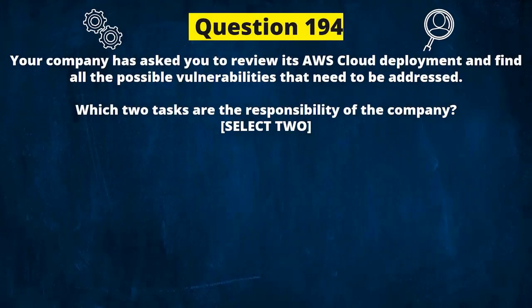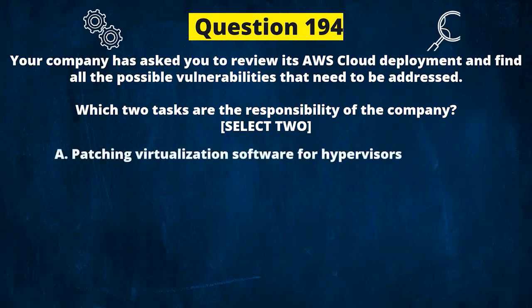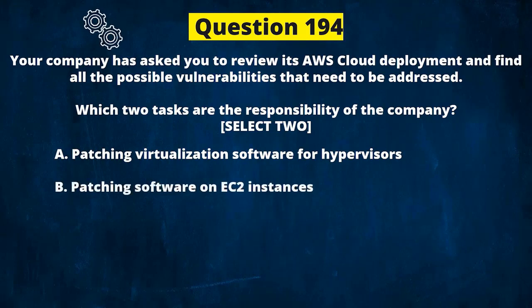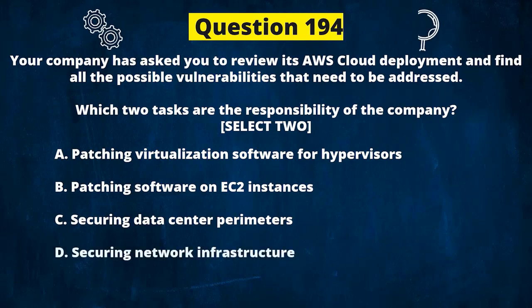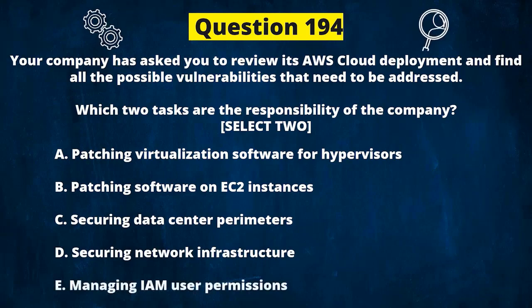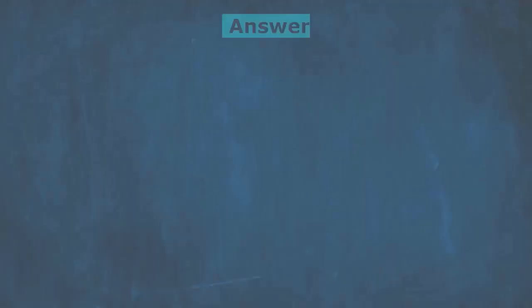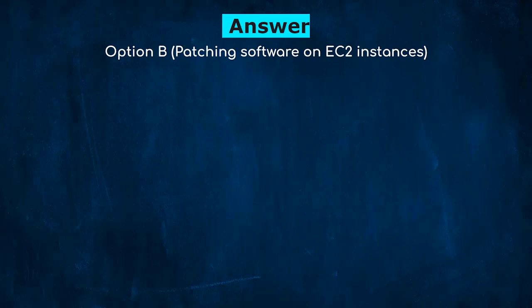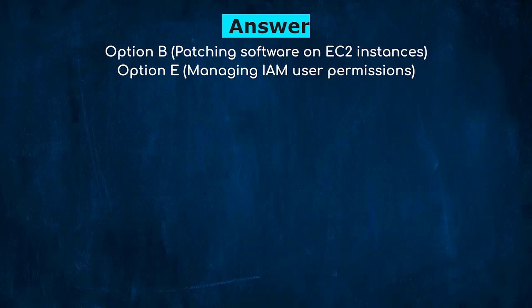Next question. Your company has asked you to review its AWS cloud deployment and find all the possible vulnerabilities that need to be addressed. Which two tasks are the responsibility of the company? Select two options. And the options are A. Patching virtualization software for hypervisors, B. Patching software on EC2 instances, C. Securing data center perimeters, D. Securing network infrastructure, E. Managing IAM user permissions. And the correct answer is option B. Patching software on EC2 instances, and E. Managing IAM user permissions.